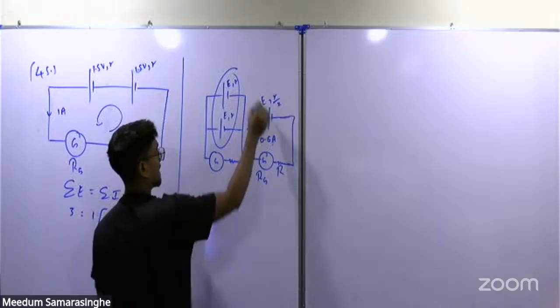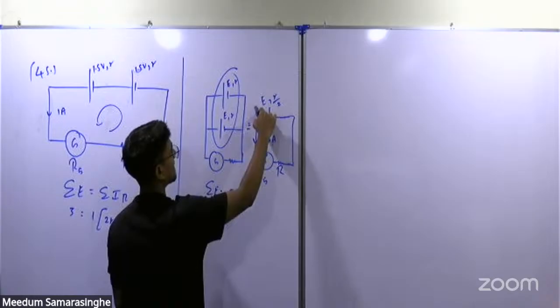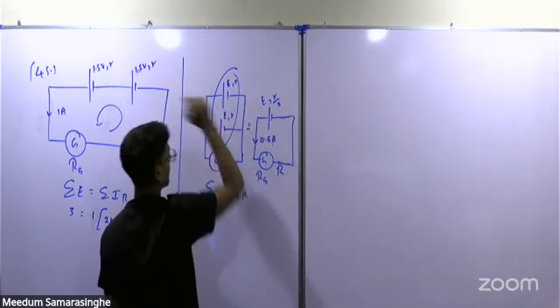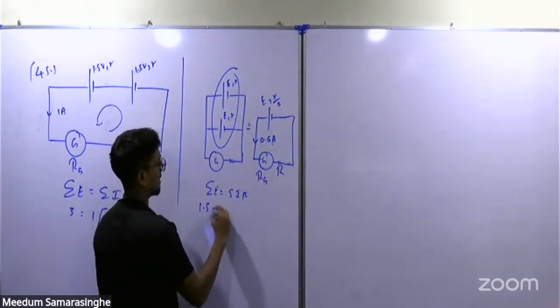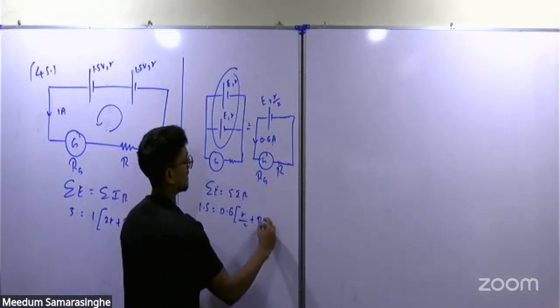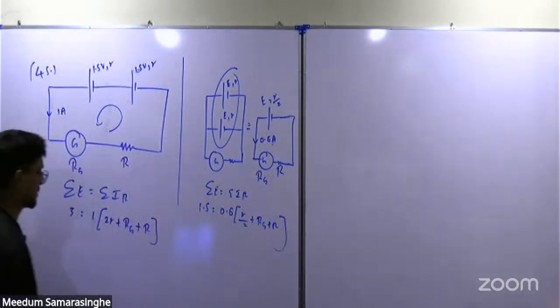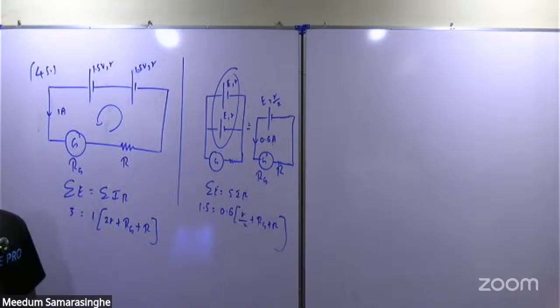When you apply Kirchhoff, sigma E is equal to sigma I R. Here E is how much? 1.5. Current is 0.6. The resistance is R over 2 plus Rg plus R, right? Now, how to find the answer for this one?